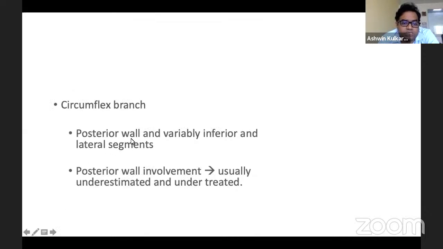Circumflex artery, which supplies the posterior wall and variably the inferior and lateral segments. Posterior wall involvement is generally underestimated, which I'll be discussing in the next slide.